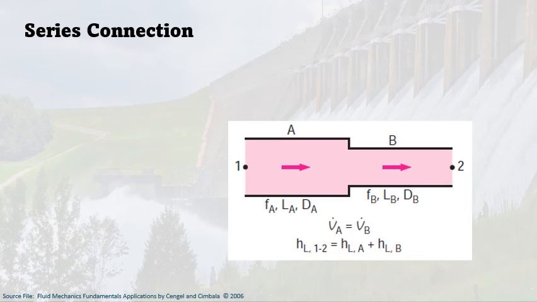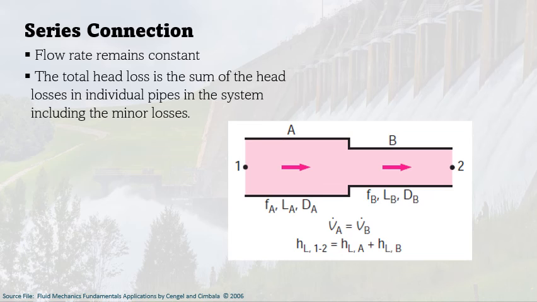A piping system typically involves several pipes connected to each other in series and/or in parallel. As shown here in this figure, we have a series piping system. When the pipes are connected in series, the volume flow rate through the entire system remains constant, regardless of the diameter of the individual pipes in the system. This is a natural consequence of the conservation of mass principle for steady incompressible flow.